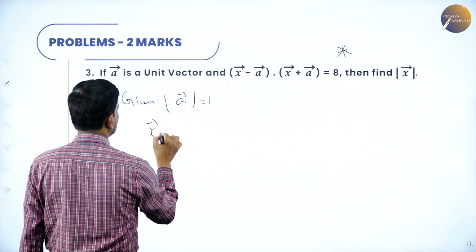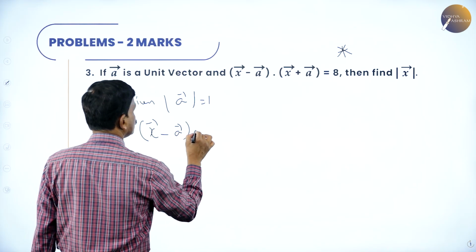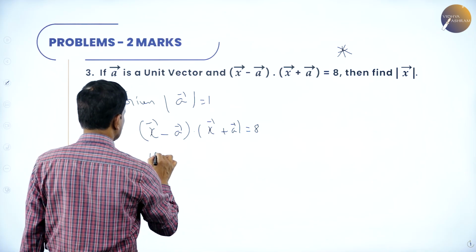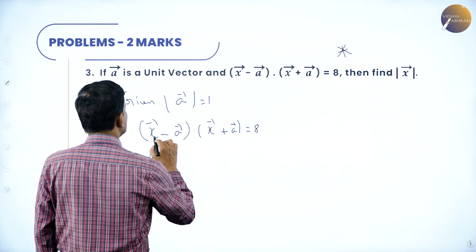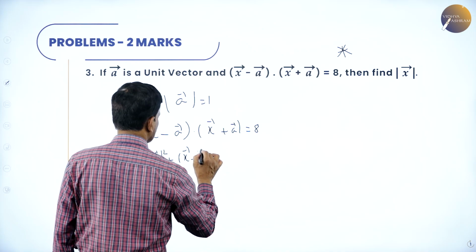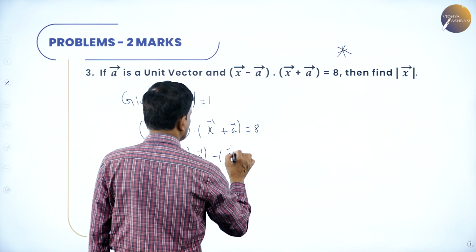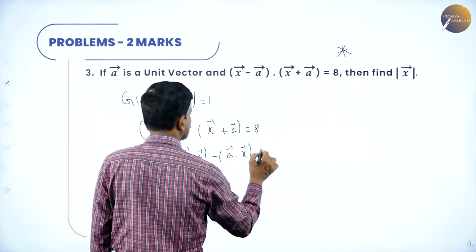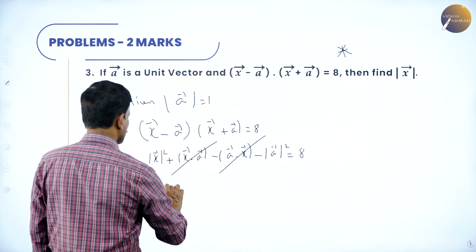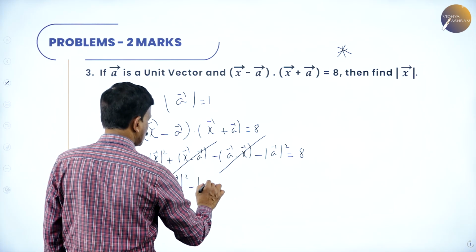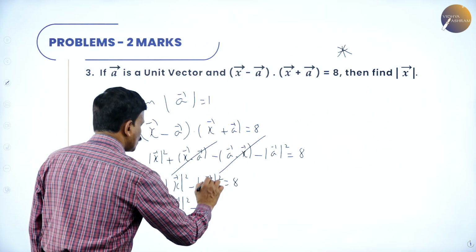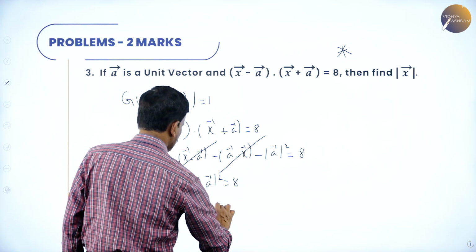Now (vector x minus A) dot (x plus vector A), let's simplify this. x into x is x square. Again, x into A, that is plus x dot A, minus A dot x, minus A into A is equal to length of A square. So these two get cancelled. What is left over is length of x whole square minus length of A whole square is equal to 8. Since it is given length of A is equal to 1, 1 square is 1, so it is equal to 8.